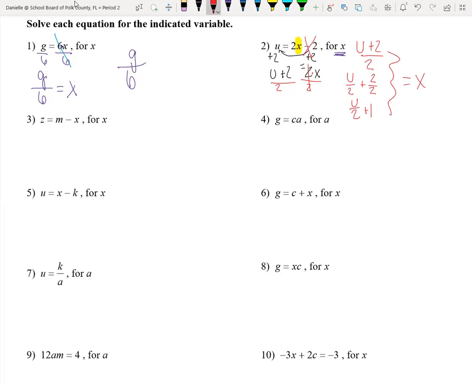All of these equal x. And again, that is where we stop. That is the final answer. There is nothing else we can do because we do not know what u equals or what x equals.